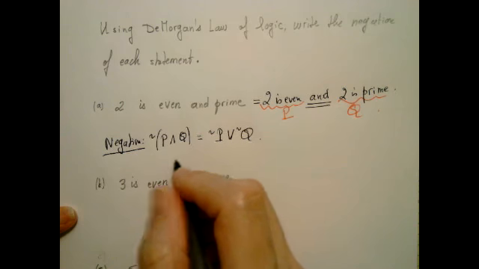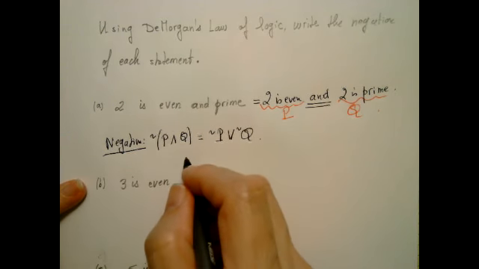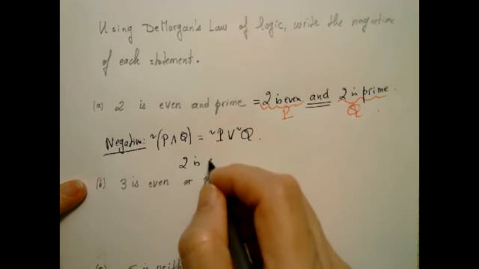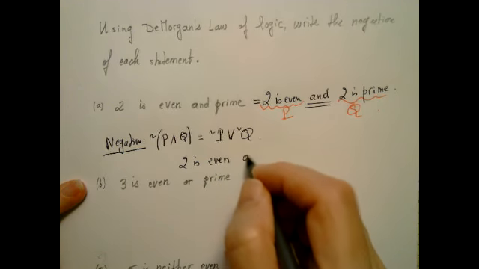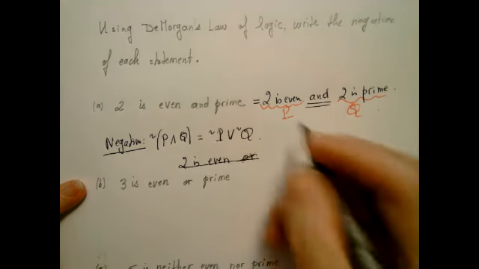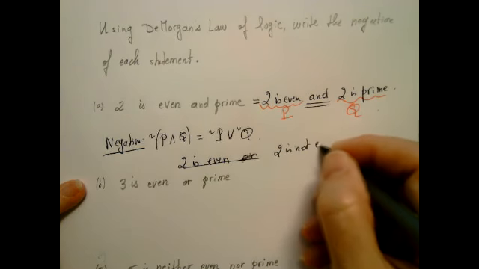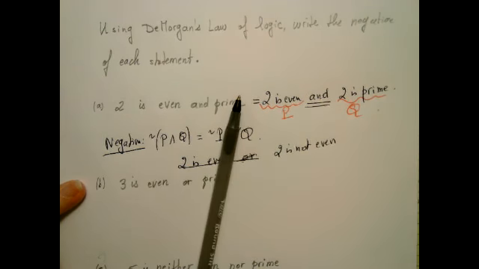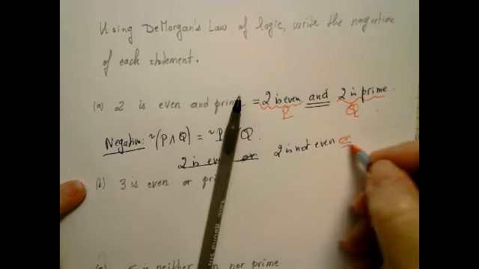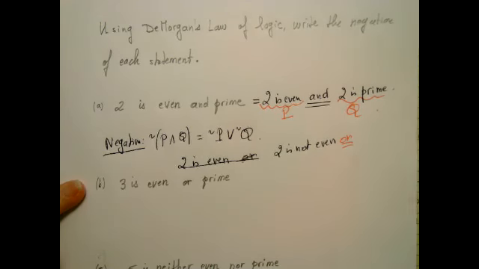And now we write this in English. So the negation is going to be 2 is even. Oh, sorry. The negation is going to be 2 is not even, or 2 is not prime.